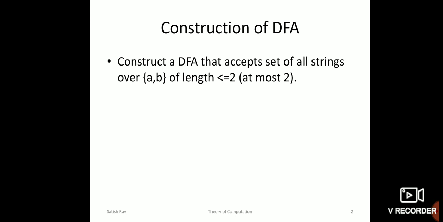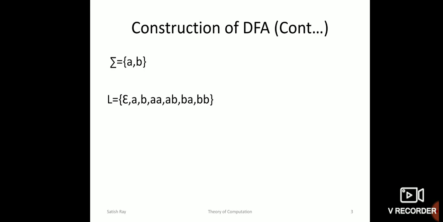So in order to construct a DFA, first we have to find the sigma, that is A and B. The language L will be finite because the length of the string is fixed, that is 2, and we have to include an empty string epsilon, and all these strings of length maximum 2. So now we have to construct a DFA.